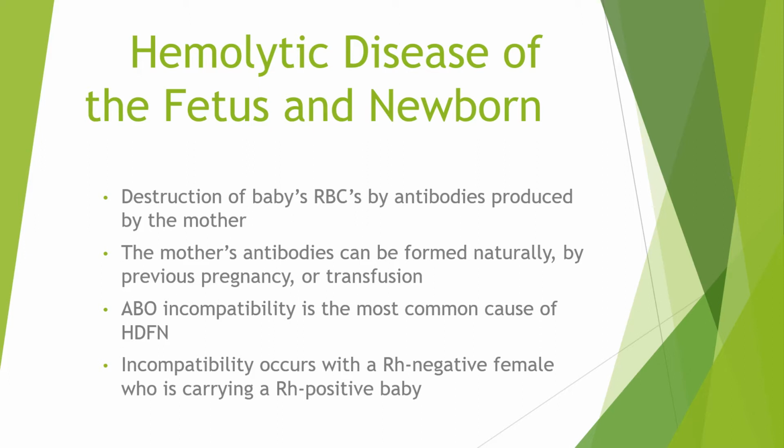What happens is that when it's time to deliver the baby, the blood from the baby will mix into the mother's circulation. This will cause the mother's body to create antibodies that will destroy the baby's RBCs. So the mother's antibodies can be formed naturally by a previous pregnancy or by transfusion. There are some causes of HDFN, and the most common is the ABO incompatibility.